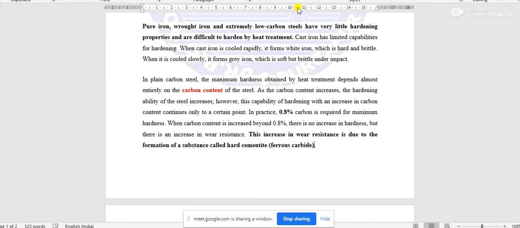And due to the formation of this cementite, this ferrous carbide, the wear resistance will be increased, and that is not due to the hardening or the heat treatment of the steel. That means in all the practical cases, the amount of carbon will be 0.8% to make the steel.